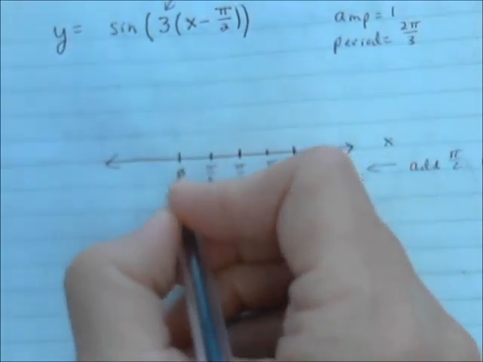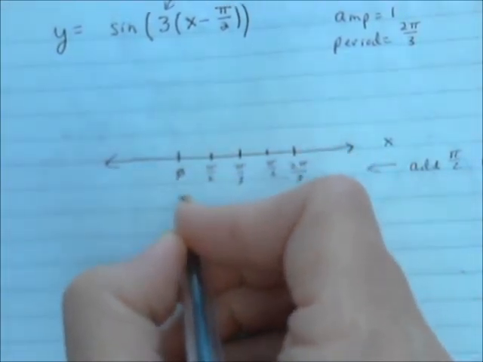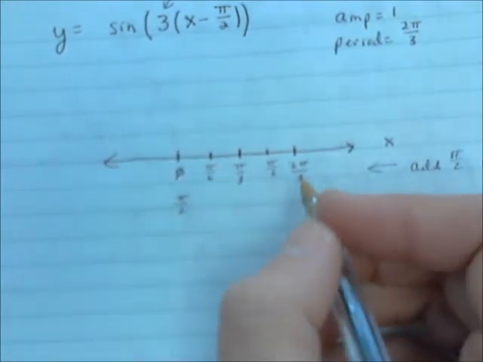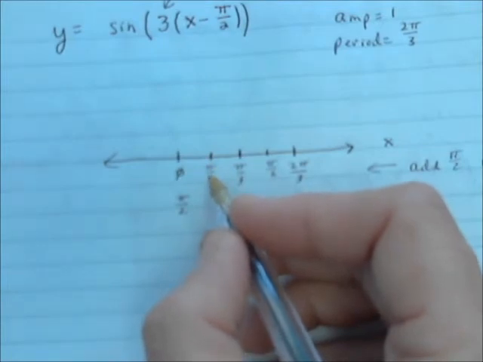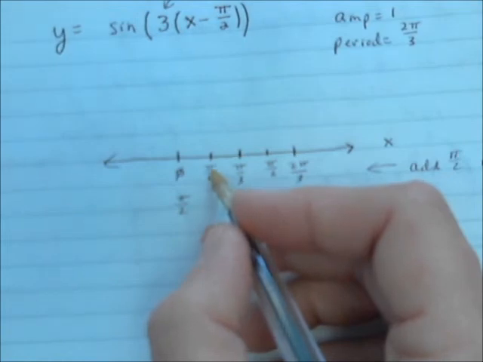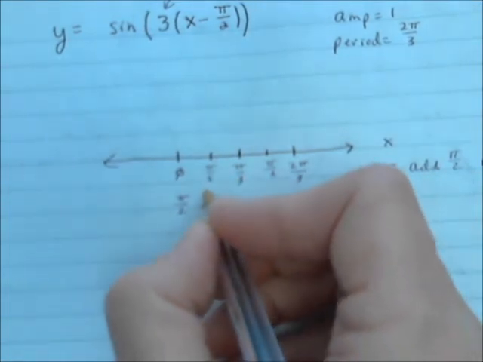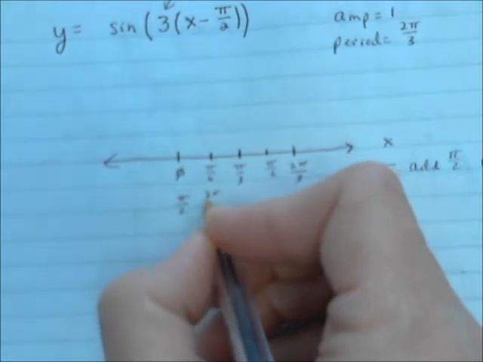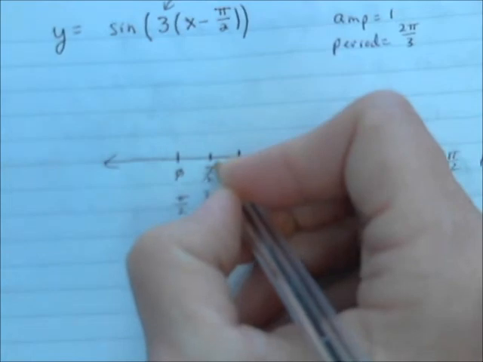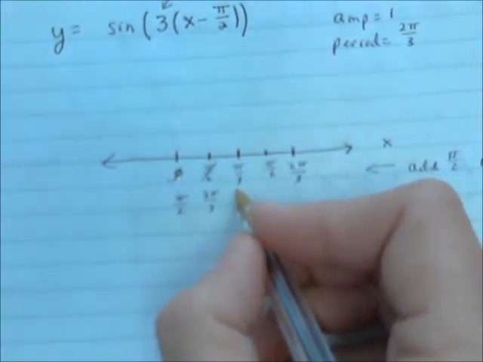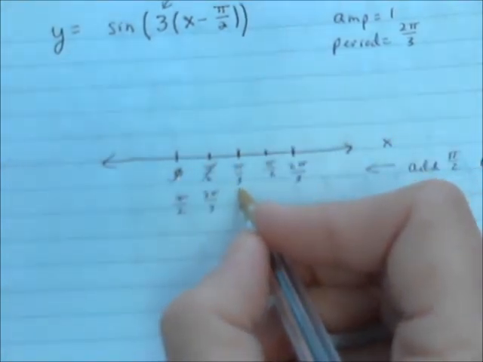So 0 plus pi over 2 is pi over 2. Pi over 6 plus pi over 2 is like adding 1/2 plus 1/6. If we add 1/2 plus 1/6, we're going to get 2/3. So this is 2 pi over 3. You need to be able to do this math without a calculator, obviously. The next one is pi over 3.